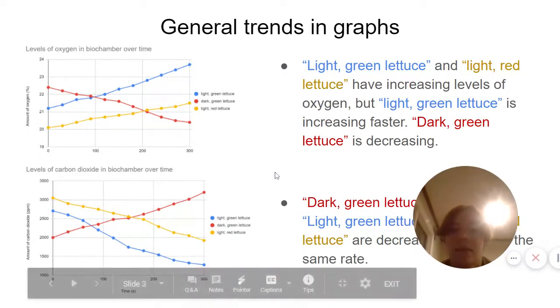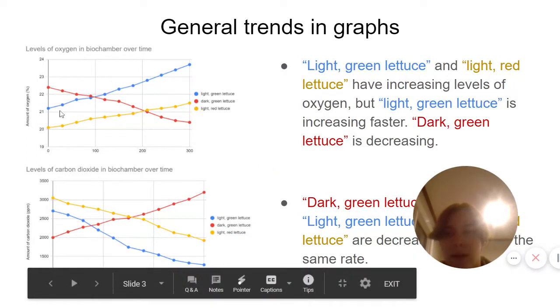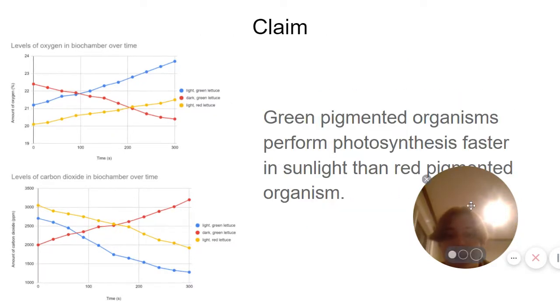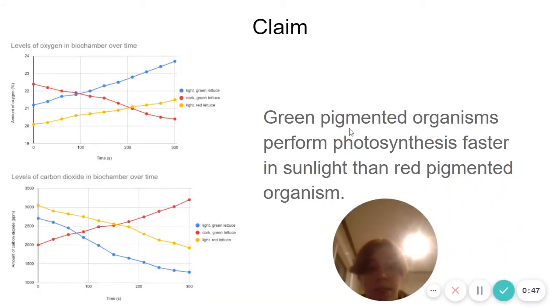So the general trend here is that when there's light, the oxygen goes up. When there's not light, the oxygen goes down. When there's light, the carbon dioxide goes down. And when there's not light, the carbon dioxide goes up. So my claim based on this data is that green pigmented organisms perform photosynthesis faster in sunlight than red pigmented organisms.